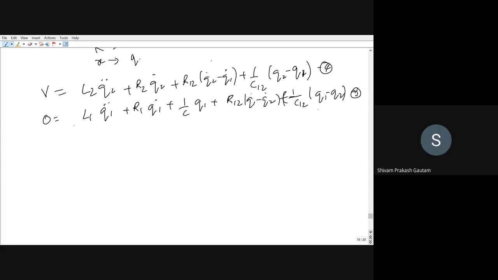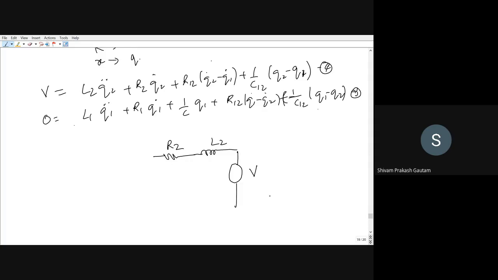Two loops. In one loop, you can see one external voltage is attached. So this is my external voltage. And L2 is only multiplied by Q2, so that means L2 is not common. So I can connect L2 here. This is my L2. R2 is also not common, so I can connect R2 here.